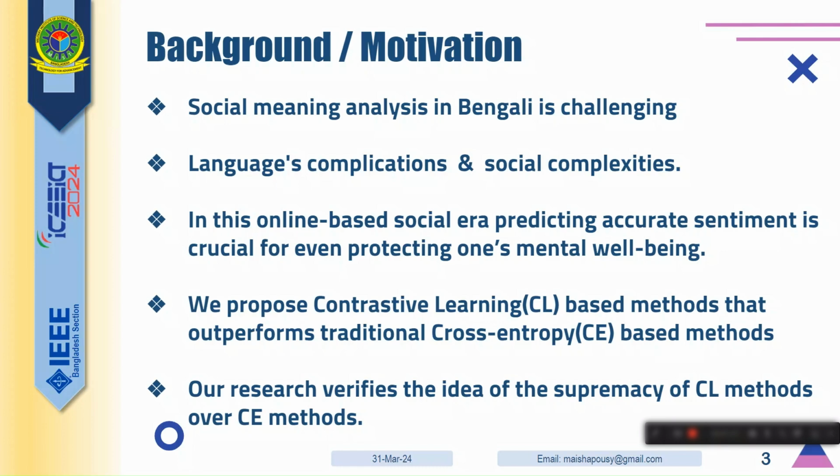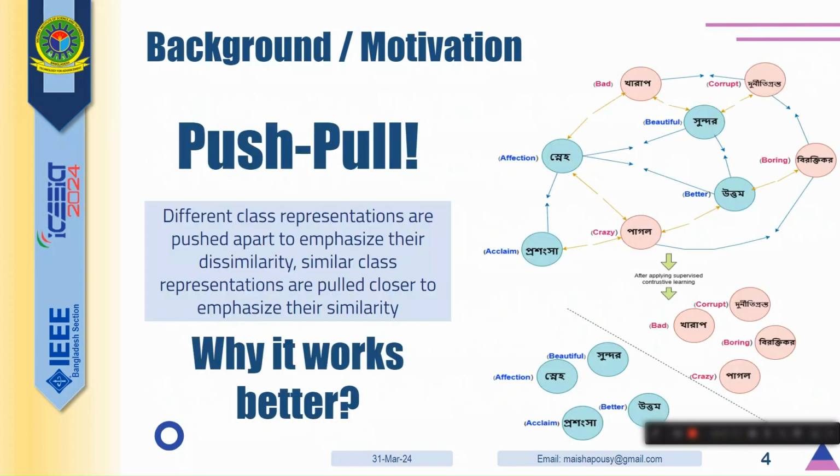So now comes the question: what is this contrastive learning and why is it working better? Well, contrastive learning is a technique based on a push-pull mechanism. Say we are using labeled data of two different classes, and here are some example words. The technique works on the representations one by one. The one in the current time step we can call the anchor. So let us take Uttam as our anchor for this time step. The same class as the anchor Uttam are Sneho and Sundar. They are pulled together, and the different class from this anchor Uttam are Pagol and Biroktikor.